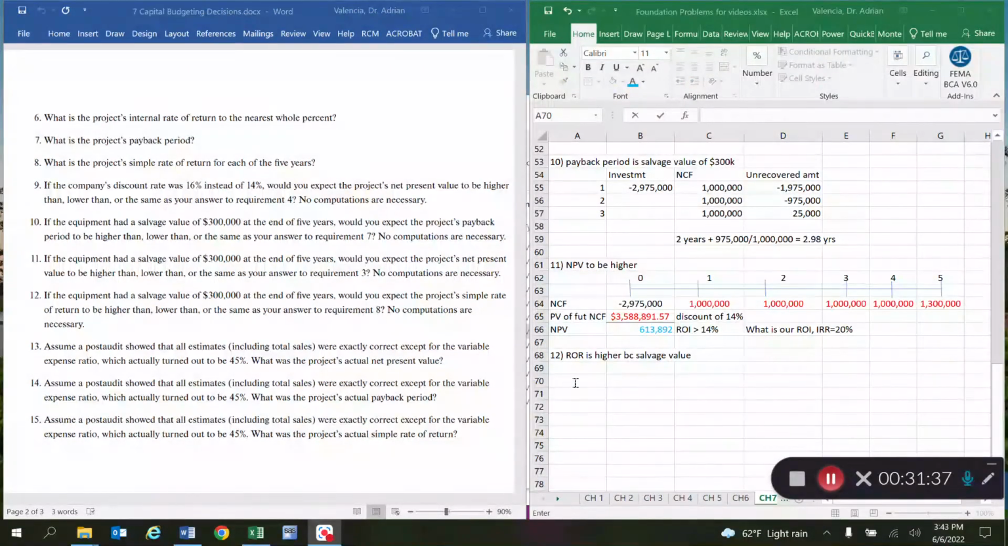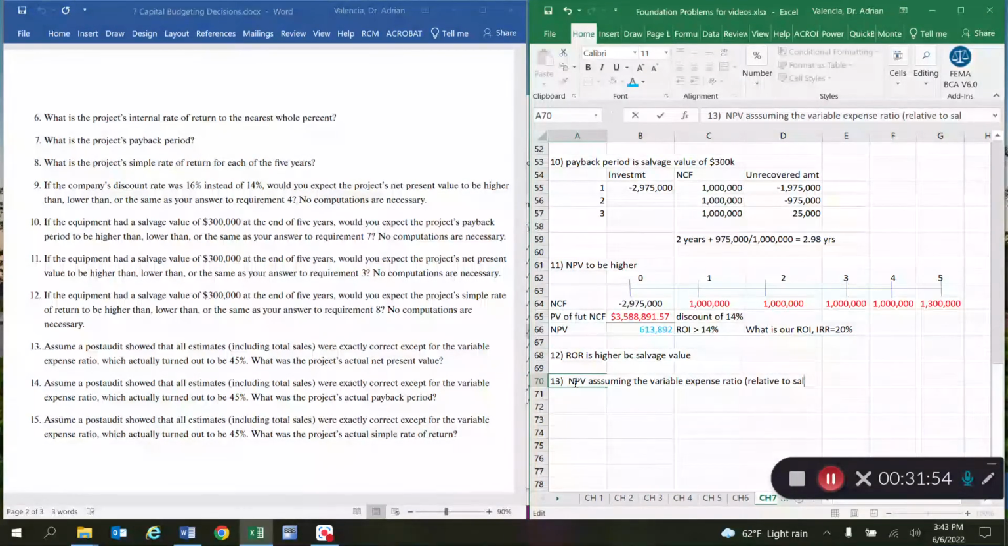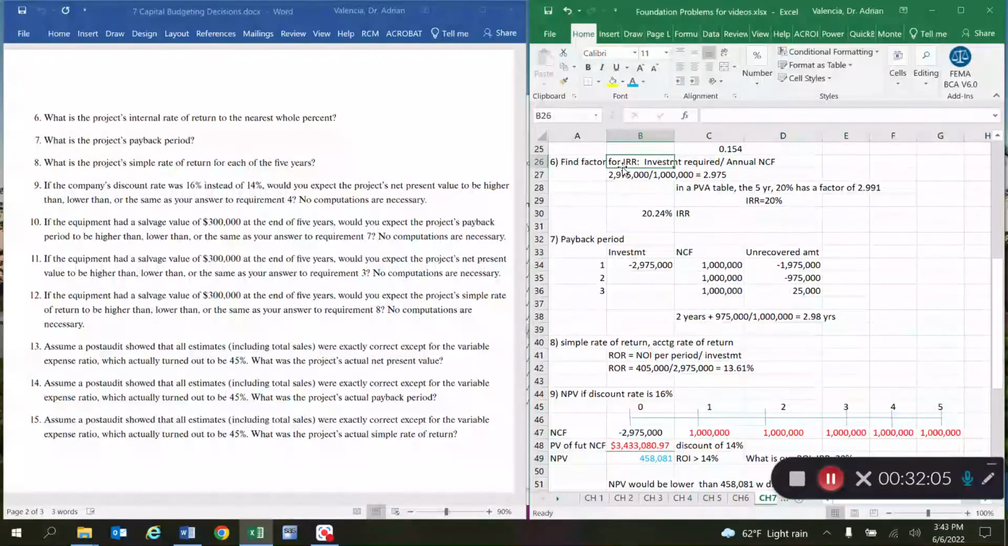Okay, so for this purpose, it might be nice to recreate that NPV analysis. So NPV, we're going to compute the NPV assuming the variable expense ratio, relative to sales, okay, that's what they're talking about, is 45%. So we're going to have a higher expense. So let me go ahead and bring back this NPV analysis. Let me set it up and then I'll start the video again.